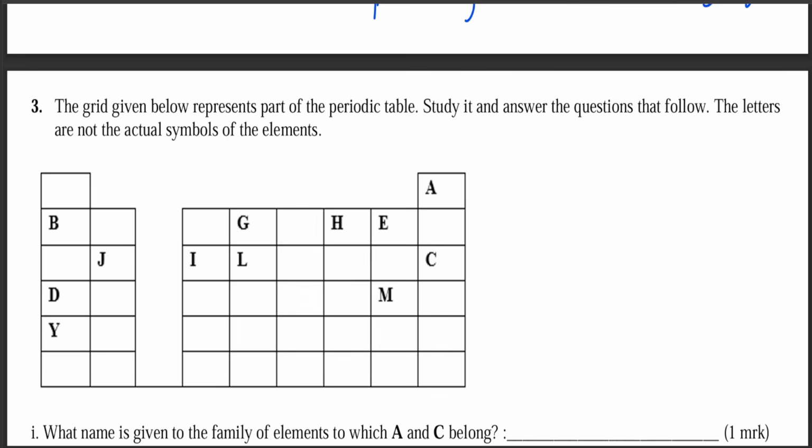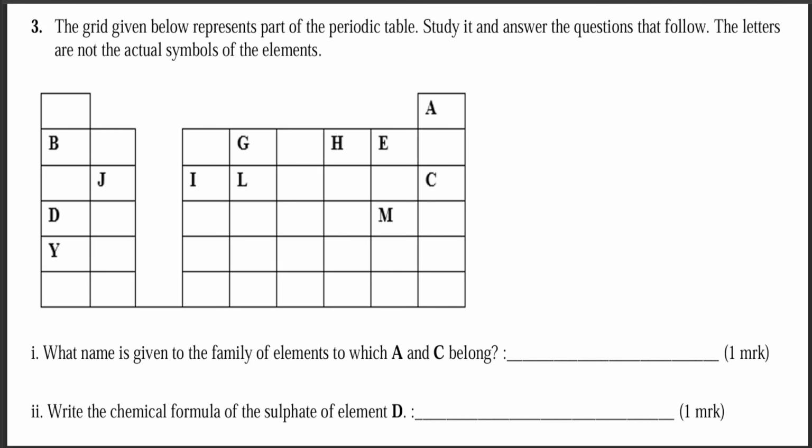Okay, question 3. The grid given below represents part of the periodic table. Study it and answer the questions that follow. The letters are not the actual symbols of the element. What name is given to the family of elements to which A and C belong?